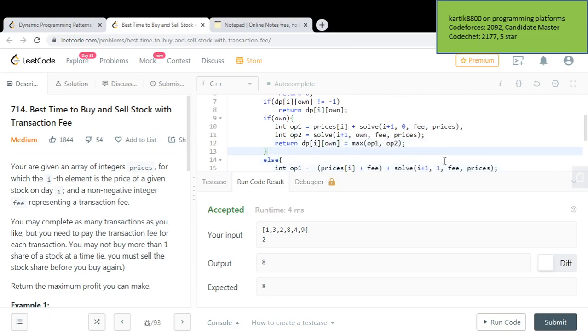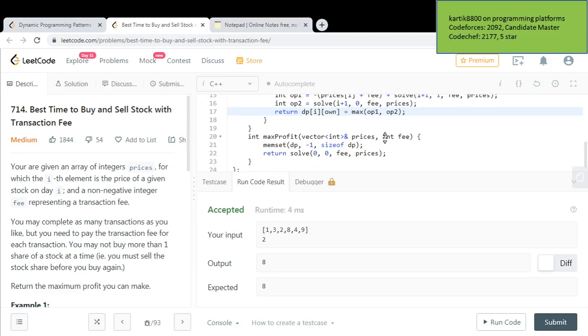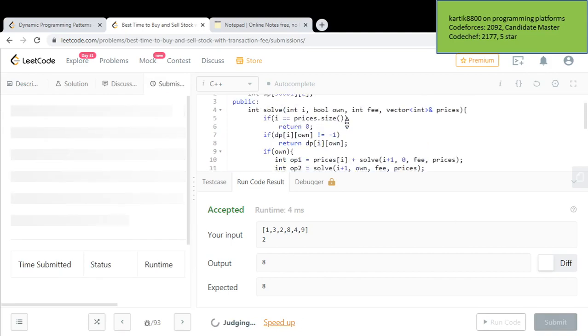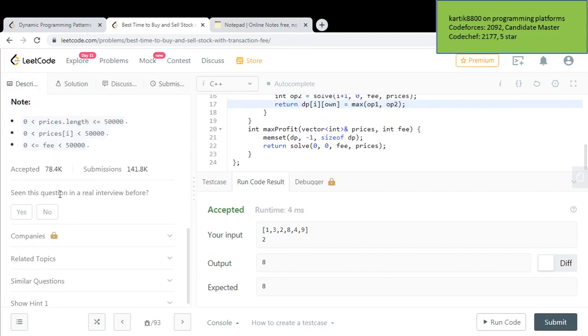And there are a total of n into 2 subproblems here that I can see. And the transition time per problem is also, oh, sorry, O(1). So overall time complexity is big O of n into 2 or big O of n. Cool, it worked. Now we can move to the next problem.